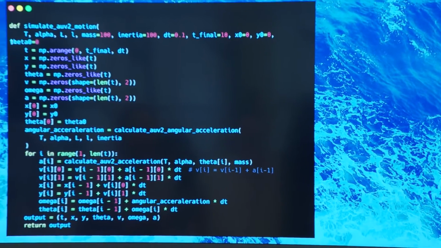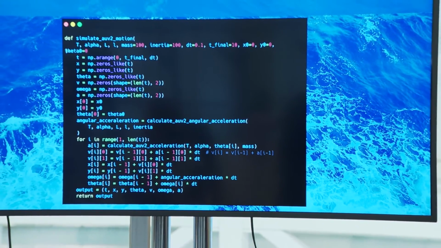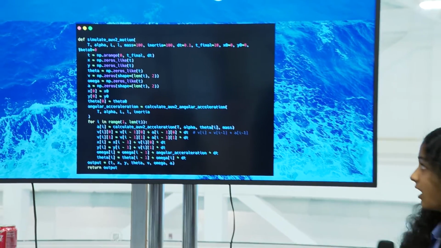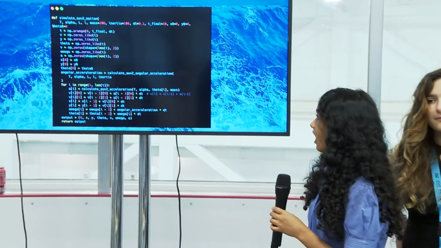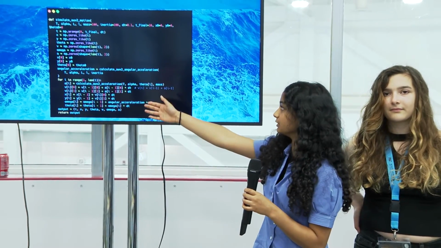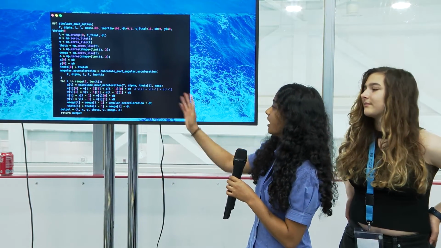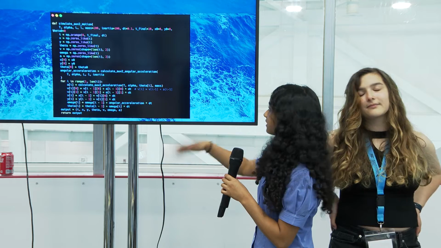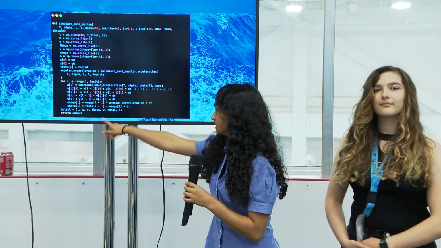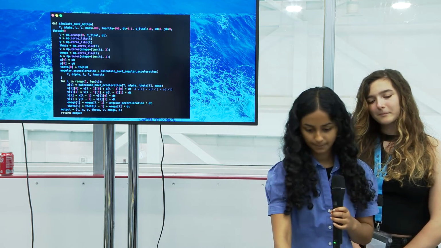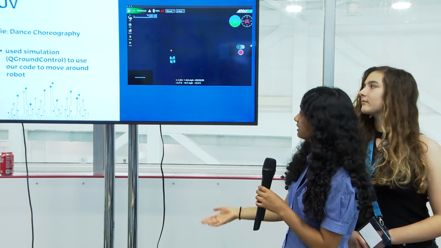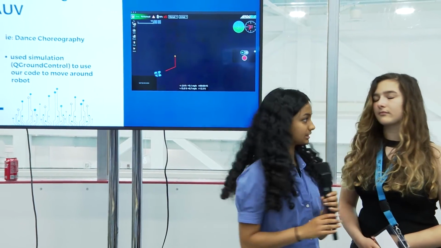And then lastly, we had to simulate the AUV motion. So we combined both linear and angular acceleration. So you input the t, which is all the force vectors, alpha, the angle, the length, the width, all the rest. And then with this, you return the time, the x position, the y position, the velocity, the angles, and acceleration. And next, we simulated this AUV motion, which Ty will explain.